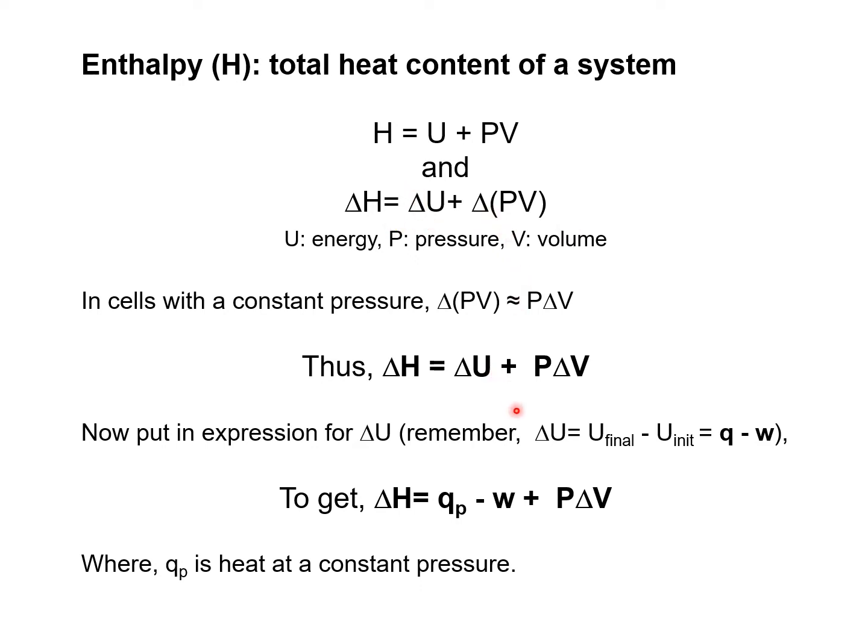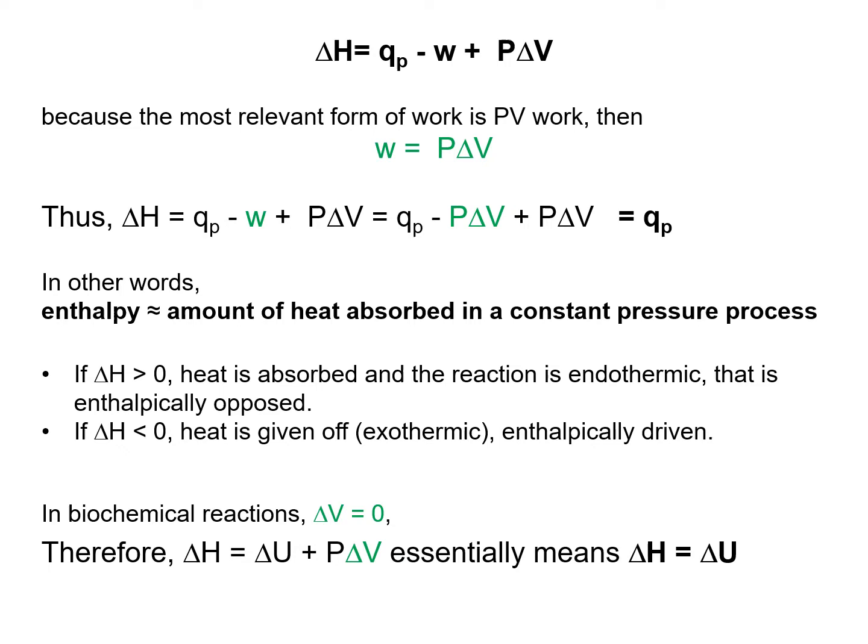And it can be converted a little bit here to get this form: delta H equals QP, where Q is the heat at constant pressure, minus W, the work, plus P delta V, which is the work too. So it can also be reduced to just QP because the work minus work is canceled out here, leaving QP alone. That means enthalpy is almost the same as the amount of heat absorbed in a constant pressure process.